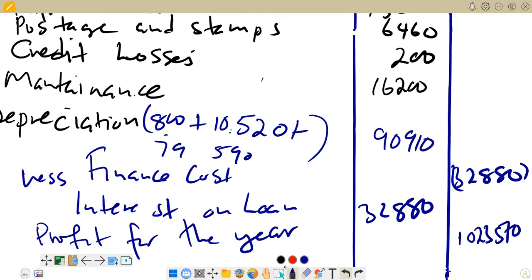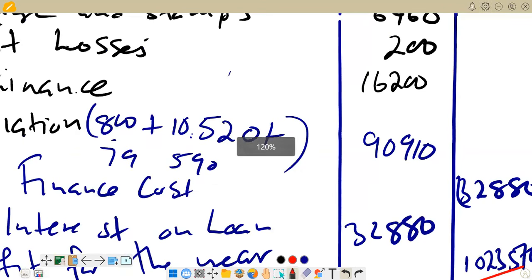So what does it mean? It means here the figure that we are having here is now the profit for the year. So this is what we have there. So what does it mean now to get our profit for the year there? To get our profit for the year, what did we do? Let's just check the figures that we are having there.